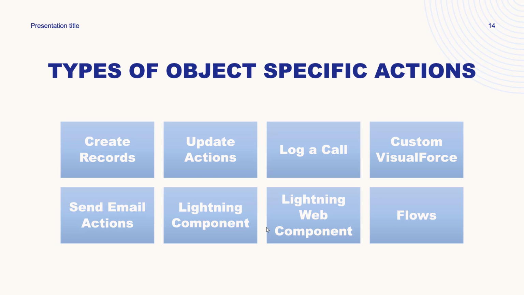Next one is log a call. It allows the user to enter notes related to calls, meetings and other interactions that are related to the particular record. Next one is custom Visualforce. These Visualforce pages allow the user to interact or create records that have a relationship to an object record. Next is send email actions. These actions are only available in cases. It offers the user access to the case feed email action.